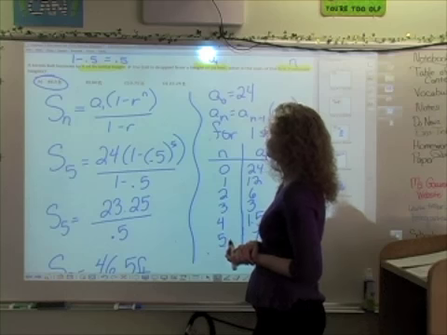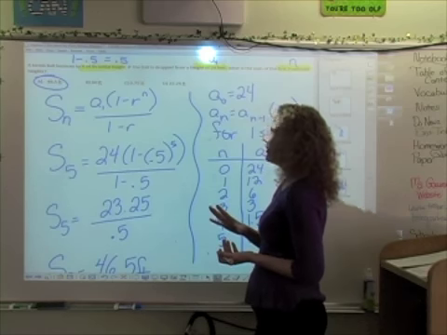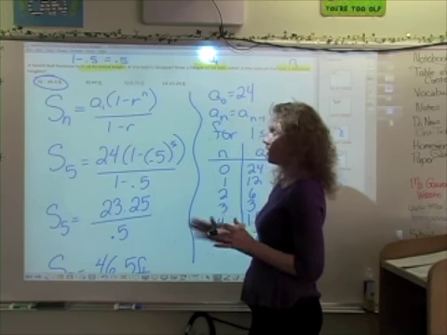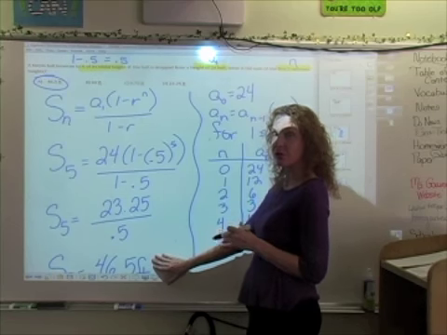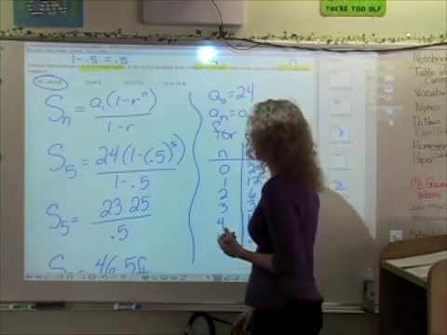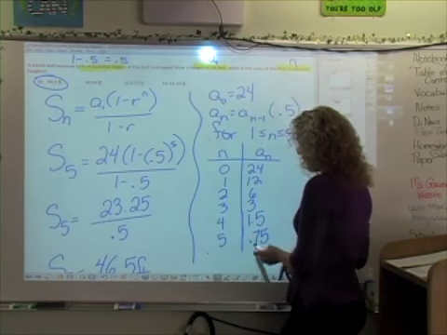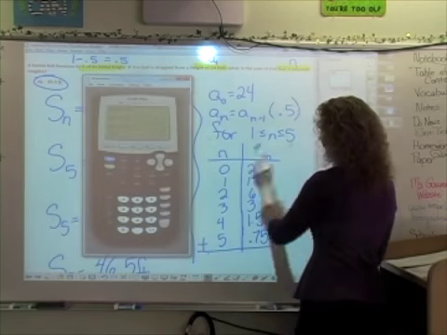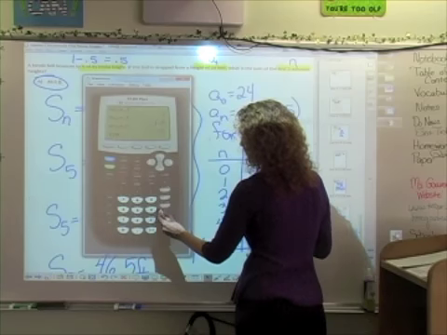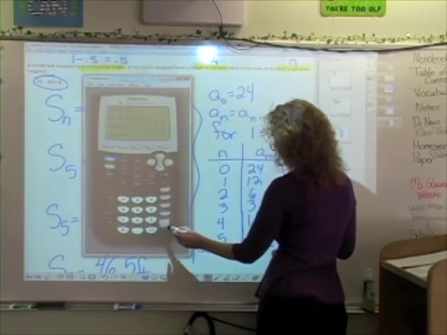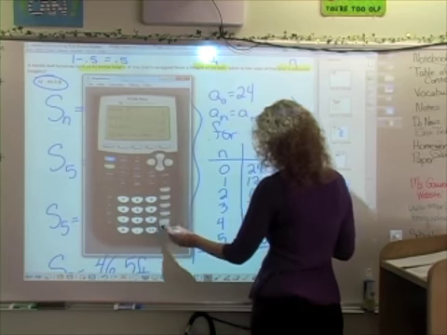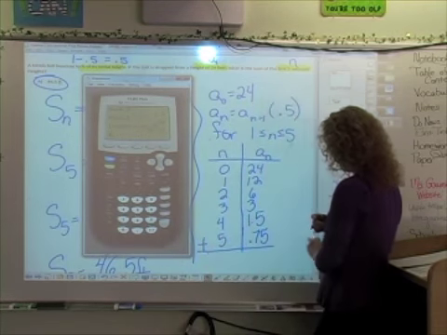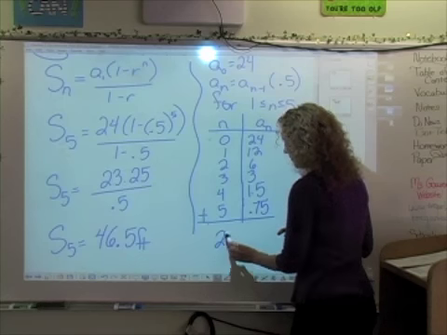So now we're going to go ahead and add these up. This is where it becomes a little bit tricky, because you're going to see a mistake over here that students make over and over again. So you have to watch this very carefully. If I add this up, 12 plus 6 plus 3 plus 1.5 plus 0.75, I get 23.25.